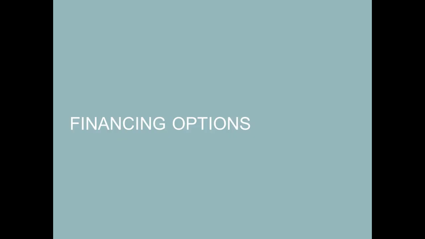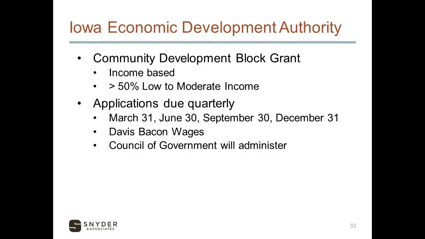How does a small town afford these expensive systems? You don't have a large number of customers. You don't have a high base to pay for a multi-million-dollar project. The Iowa Economic Development Authority offers community development block grants, and this is income-based.